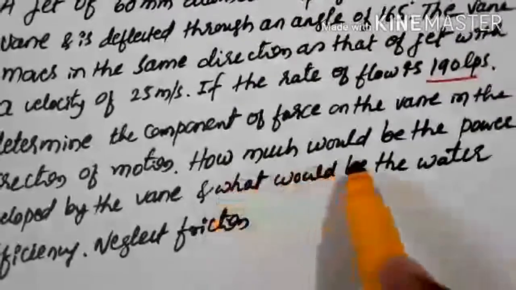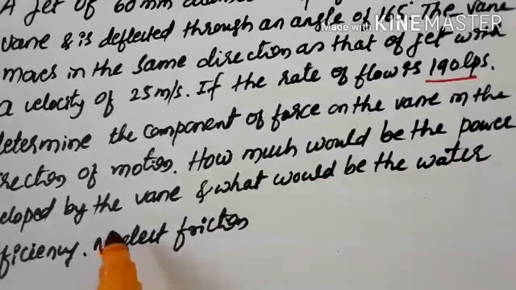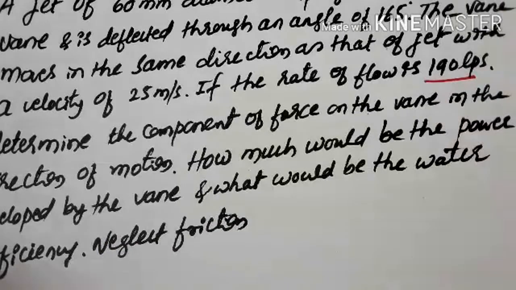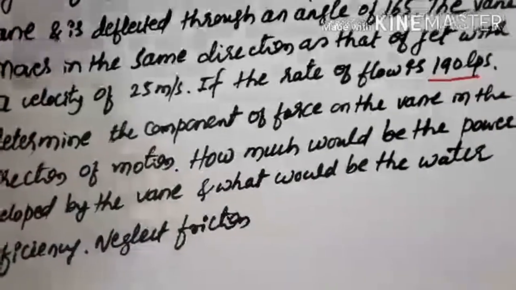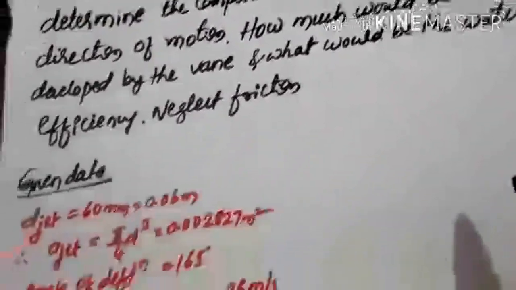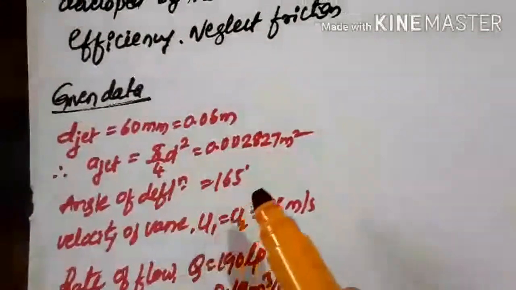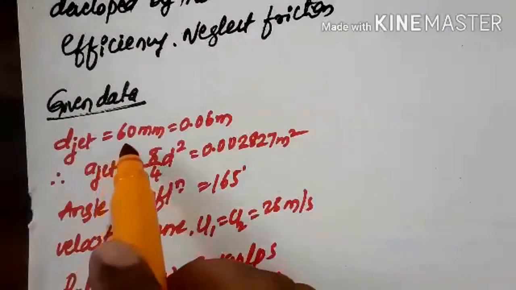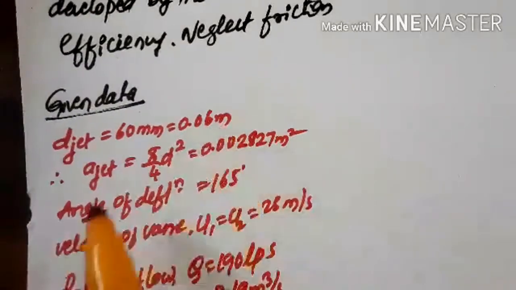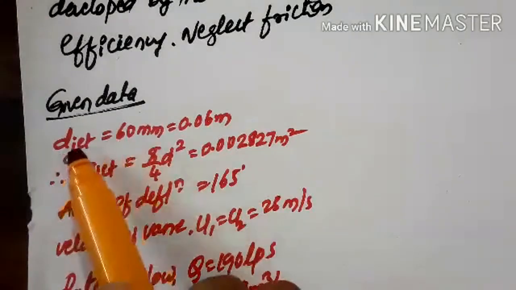The next question: how much would be the power developed by the vane and what would be the water efficiency? Neglect friction. So this is the problem given, and first you need to write the given data. What are the data given here? The diameter of the jet is given as 60 millimeter, so 0.06 meter, and the area of the jet can be calculated.